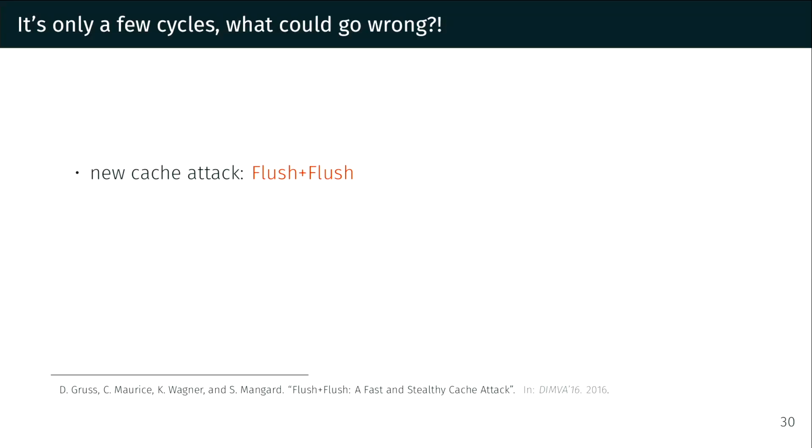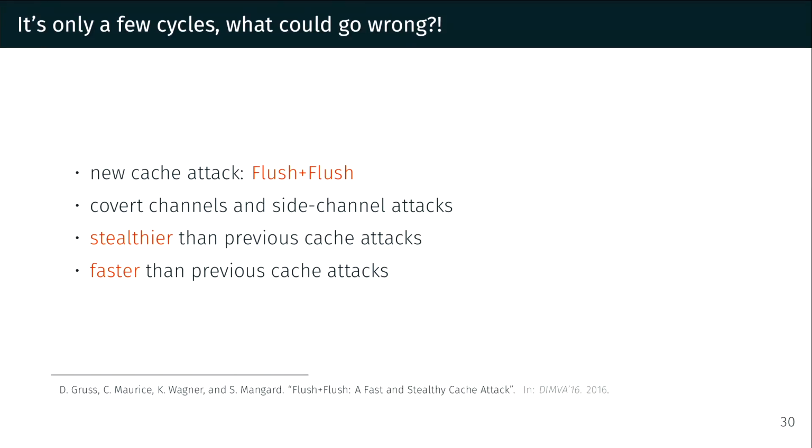Okay, so exploiting these few cycles, we still managed to perform a new cache attack that we call Flush+Flush. So I'm going to explain that to you. Basically, everything that we could do with Flush+Reload, we can also do with Flush+Flush. We can perform covert channels and side-channel attacks. It is stealthier than previous cache attacks. I'm going to go back to this one. And it's also faster than previous cache attacks.